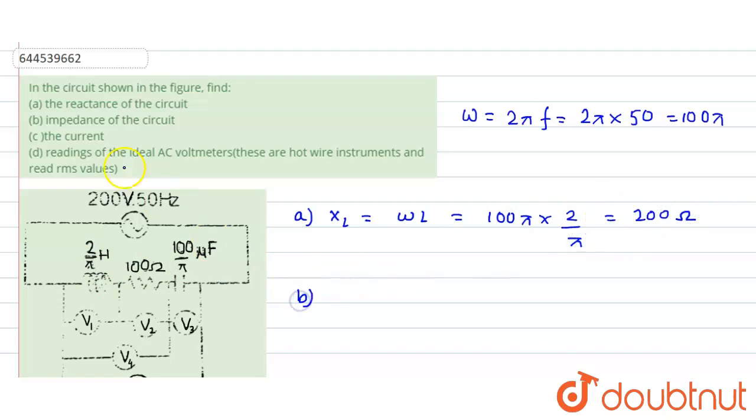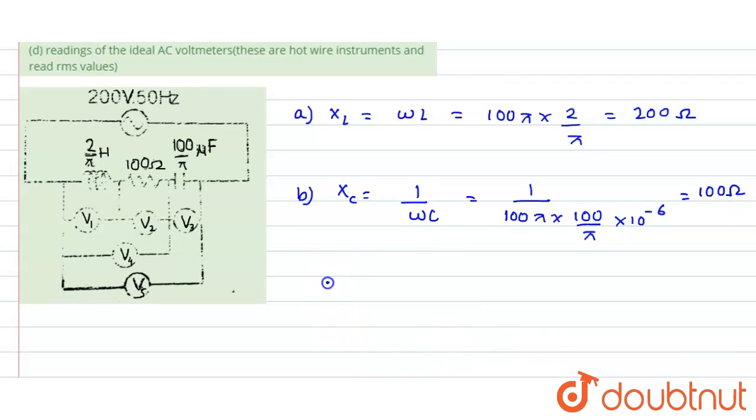Now in part B we need to find the impedance. To get the impedance, first we need the capacitive reactance. XC equals 1 divided by omega C, so 1 divided by 100 pi into 100 divided by pi microfarad, so we multiply by 10 raised to the power minus 6. If we solve this, it turns out to be 100 ohm.